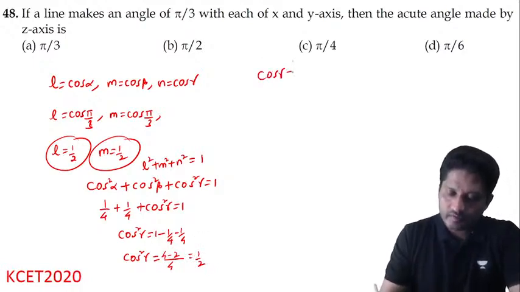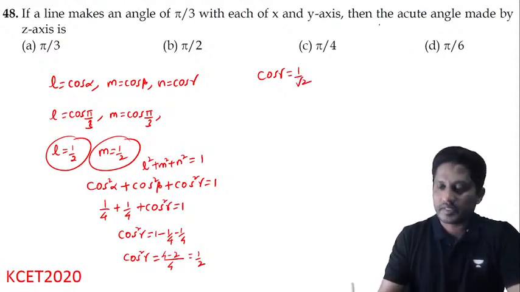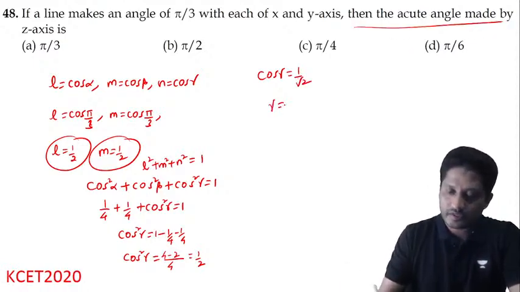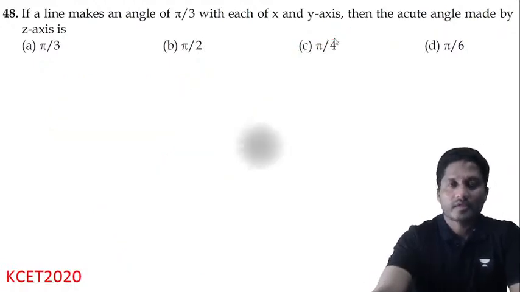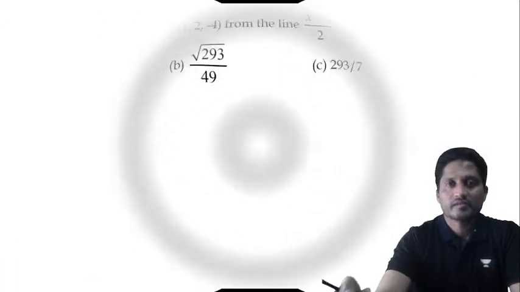Right, so cos gamma is equal to half. Cos gamma is 1 by root 2. Don't write plus or minus because it's an acute angle. So gamma should be equal to pi by 4. Answer is option C. Let's move to the next question.